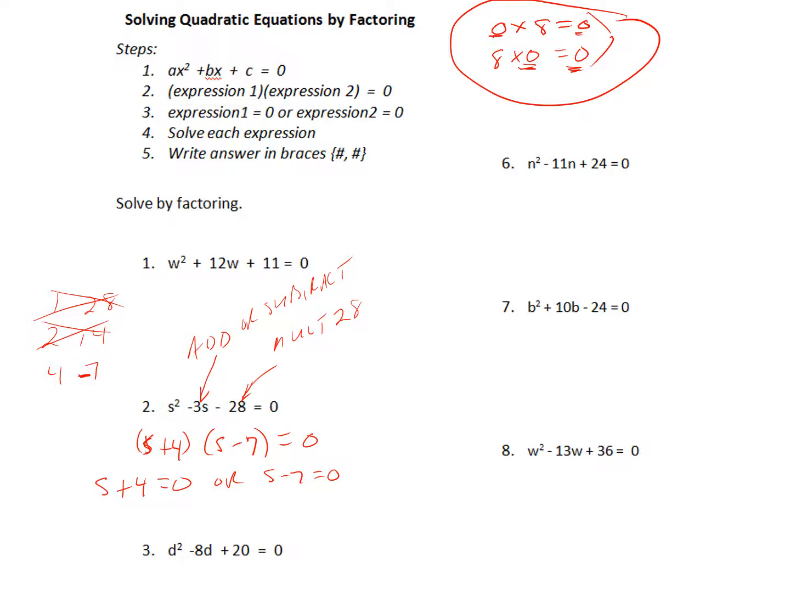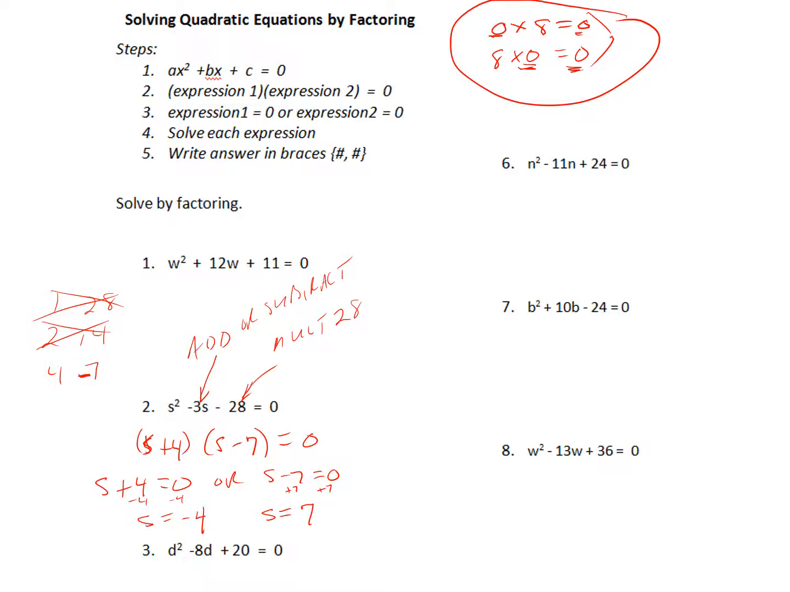Well, if s plus 4 is 0, if I solve this for s, we subtract 4 from both sides, so I end up with s equals -4. On the right side, if s minus 7 is 0, I'm going to do the opposite. I'm going to add 7 because I want to get rid of that. I'm solving it for s. I'll add 7 to both sides, and I get s equals 7.